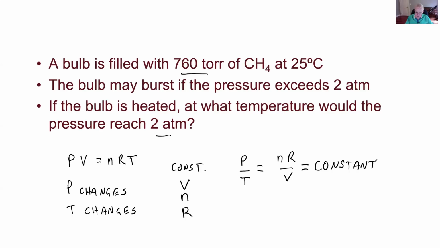But if neither n nor R nor V changes, if those all stay the same, then that ratio has to stay the same too. There's no way it can change. If this stays the same, then this one has to stay the same too. So the equation I want to use is one that I would usually write as P1 over T1 equals P2 over T2, where the ones and twos refer to before and after the change that's going to take place when I heat up the bulb. Okay, that's my equation for solving the problem.